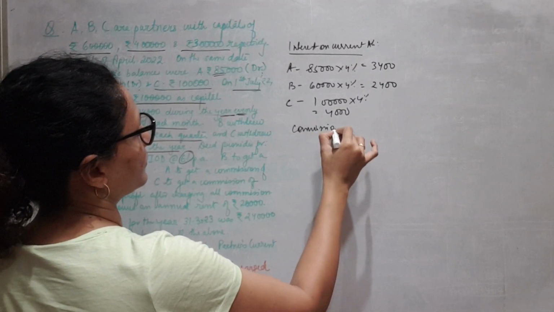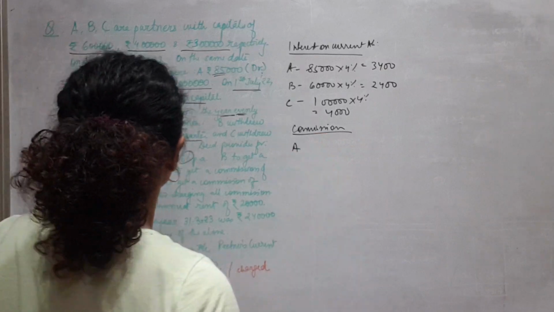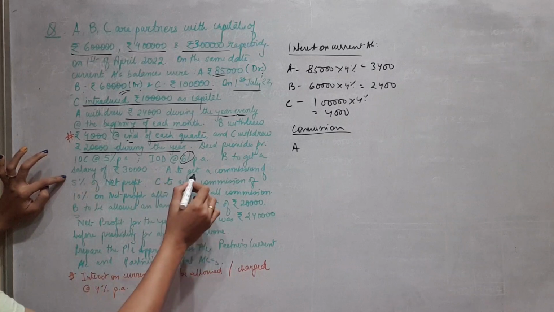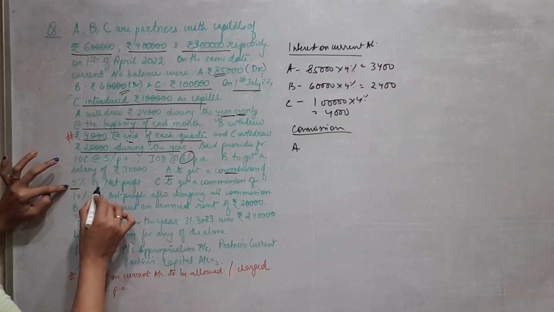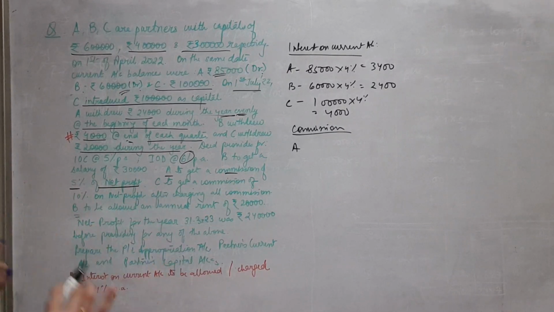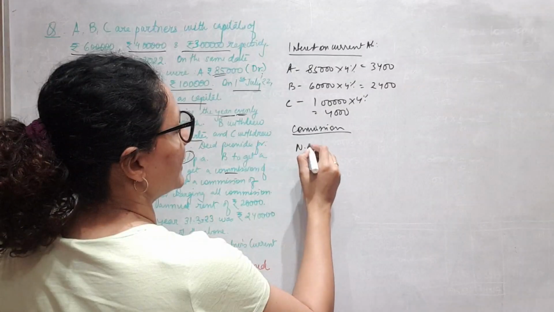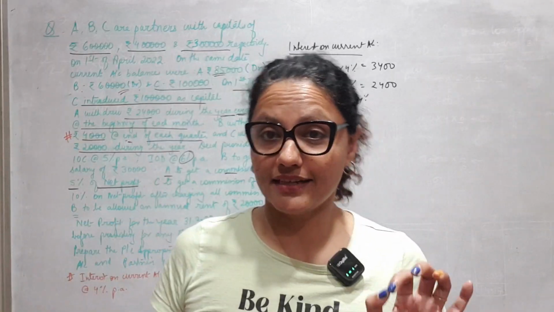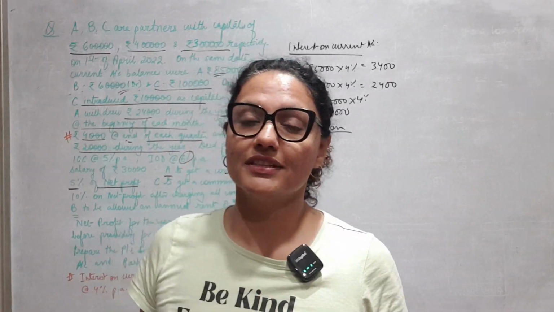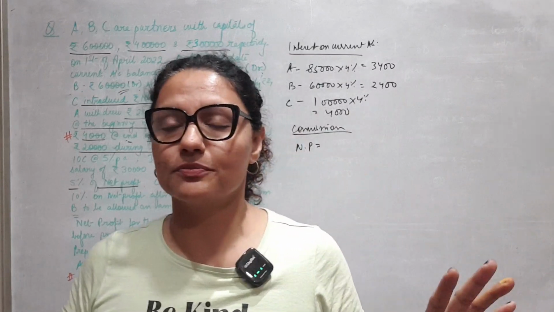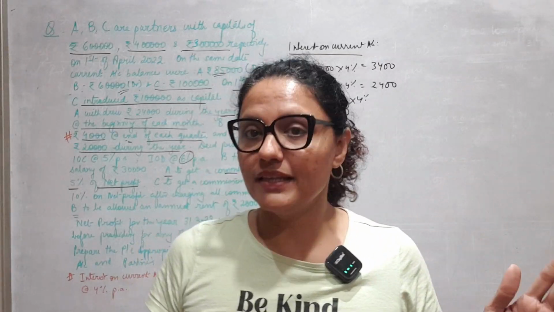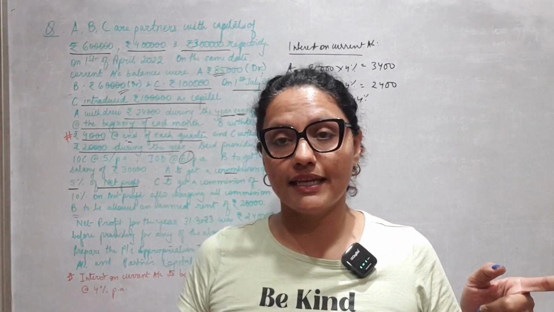Commission, I have taken both the cases here. A is supposed to be getting a commission of 5% of net profit, that's it. Straight away 5% of net profit. So here I should know how much is net profit, and I should take the correct net profit after deducting or making all adjustments for charge against profit. The net profit that is there for distribution, on that you will take the commission.